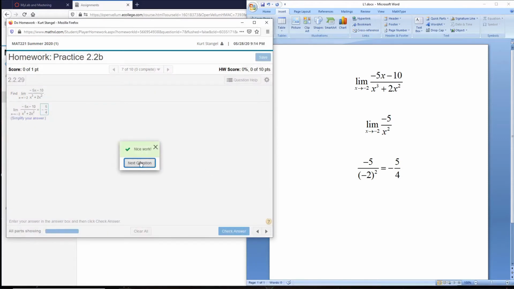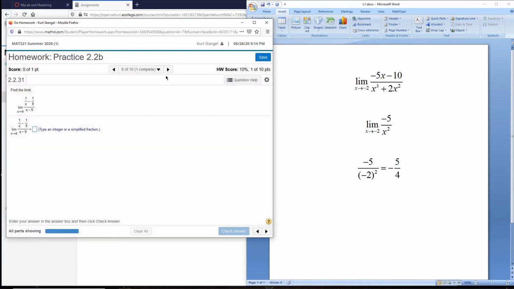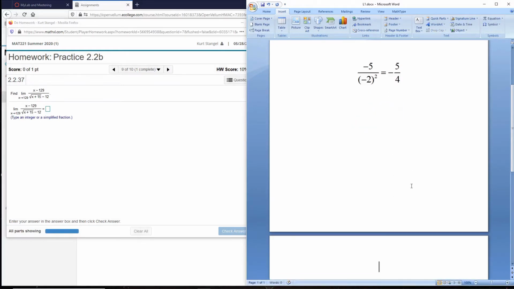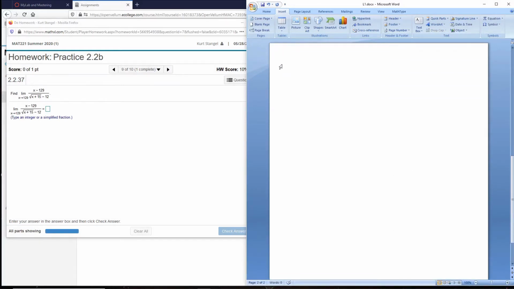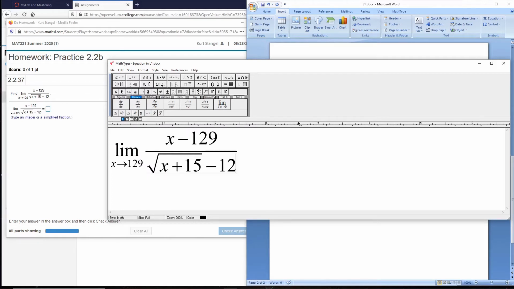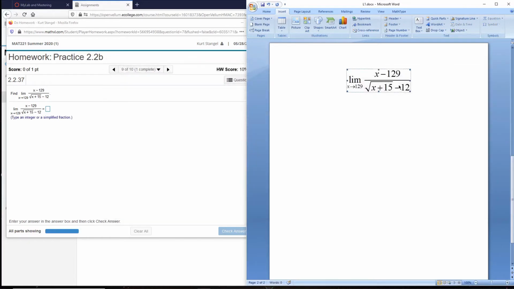So let's check out another one. Here's a good one, square root. All right, so here I am finishing up, typing all that in. So there is our limit that we want to investigate.